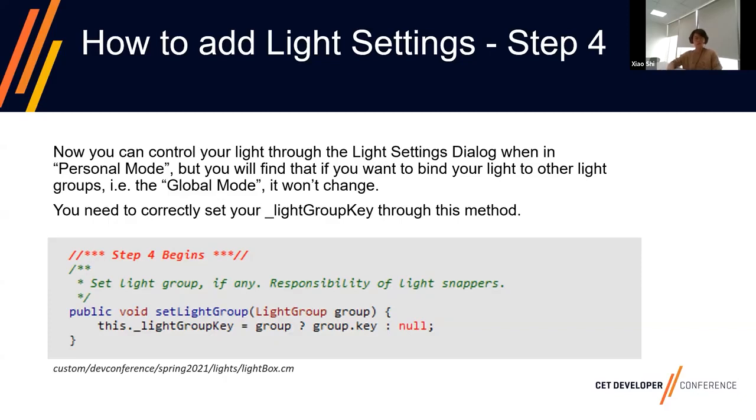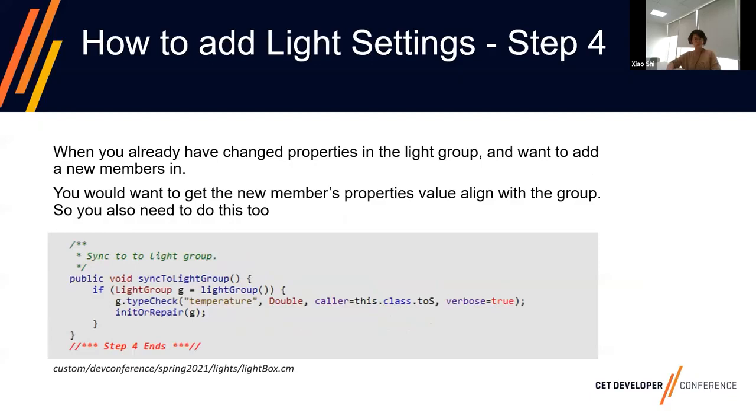Okay, so beside this one, you have to do one more step here. If you have already bound a few members in the global mode key, and you want to add a new member, but the new member's value, let's say the temperature, is different from the existing members, then you have to synchronize them.